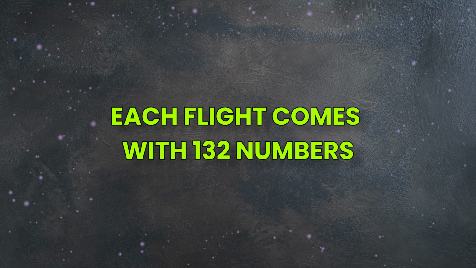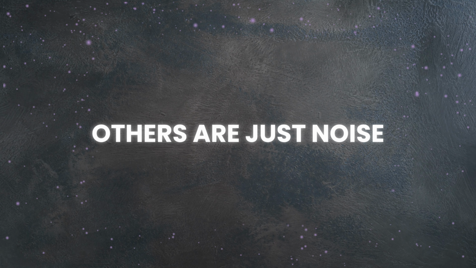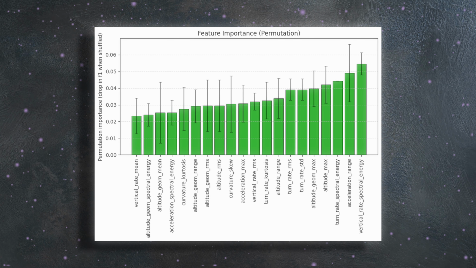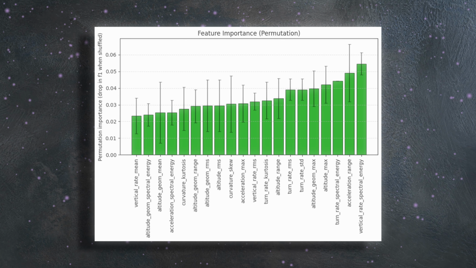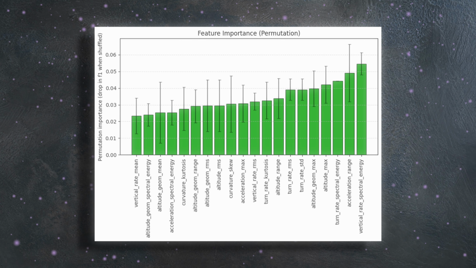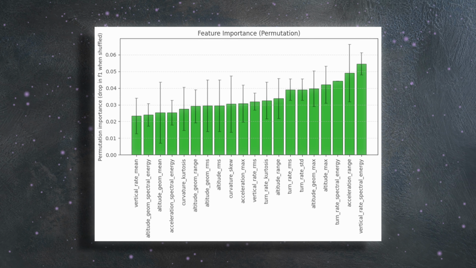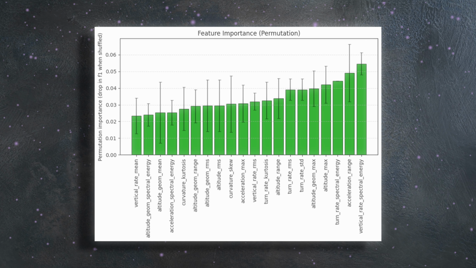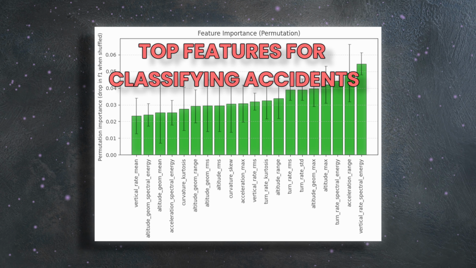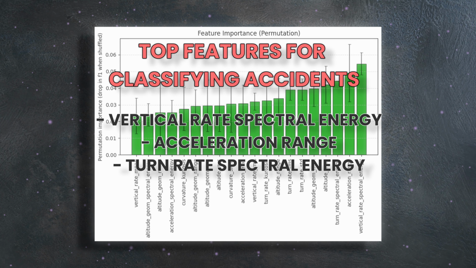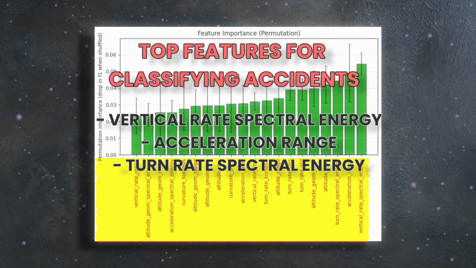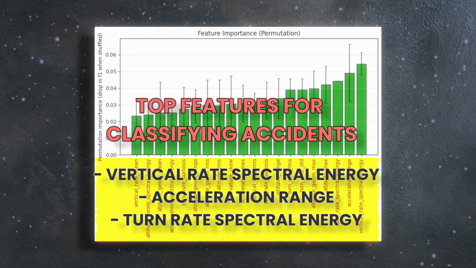Each flight comes with 132 numbers, but not all of them earn their place. Some carry signal, others are just noise. So we score each feature by how clearly it separates the accident from normal flights, using mutual information, and keep only the strongest. And since this runs fresh inside every cross-validation fold, the flights we are testing on never influence which features we pick. Here we can see the features which were selected by our model.